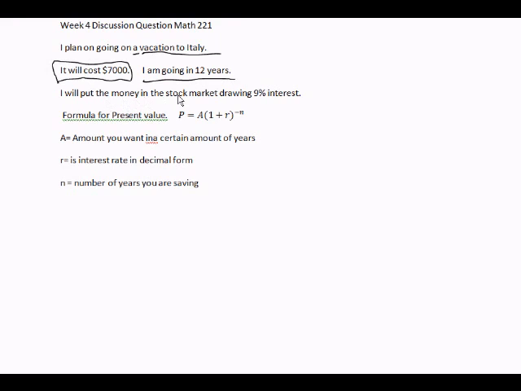What I'm going to do is put the money in the stock market. Now, you have to figure out how much interest you're going to receive, and the instructions say pick an interest rate between 5 and 10%. I'm picking 9% for my interest. And then you go to your book and find the present value formula, and the instructions tell you where that is in the book. And that is on page 270 of the book, by the way.